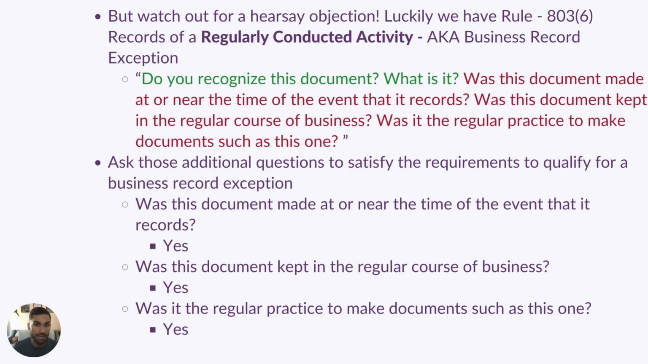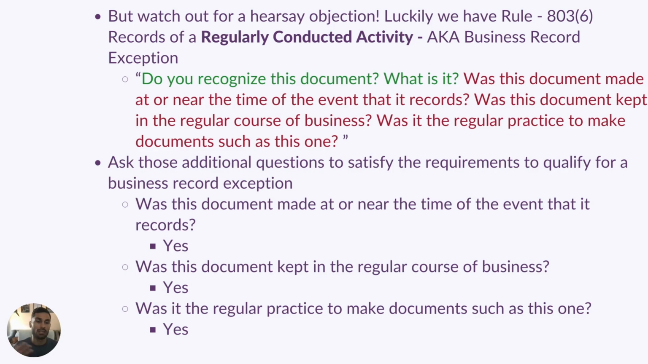Was this document made at or near the time of the event that it records? Yes. Was this document kept in the regular course of business? Yes. Was it the regular practice to make documents such as this one? Yes. So now that the witness has answered all of those questions that would qualify this for the business record exception under Rule 803(6) of our Youth and Government Rules of Evidence, I don't have to worry about opposing counsel making that hearsay objection. They know that I've laid a proper foundation.